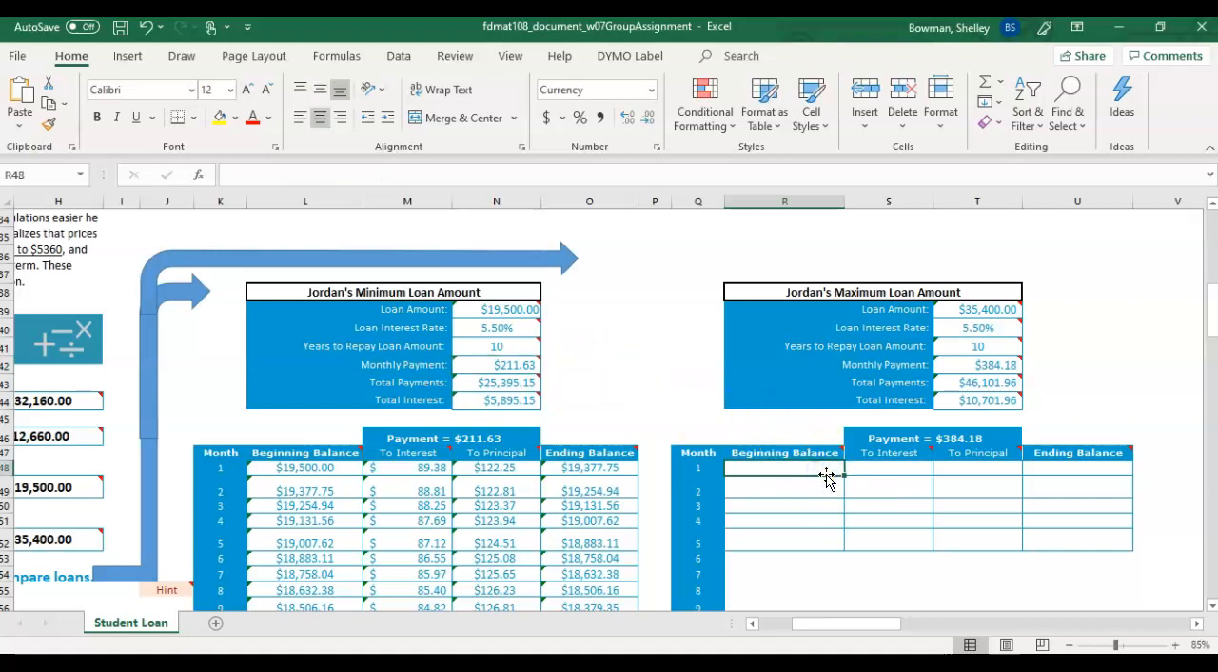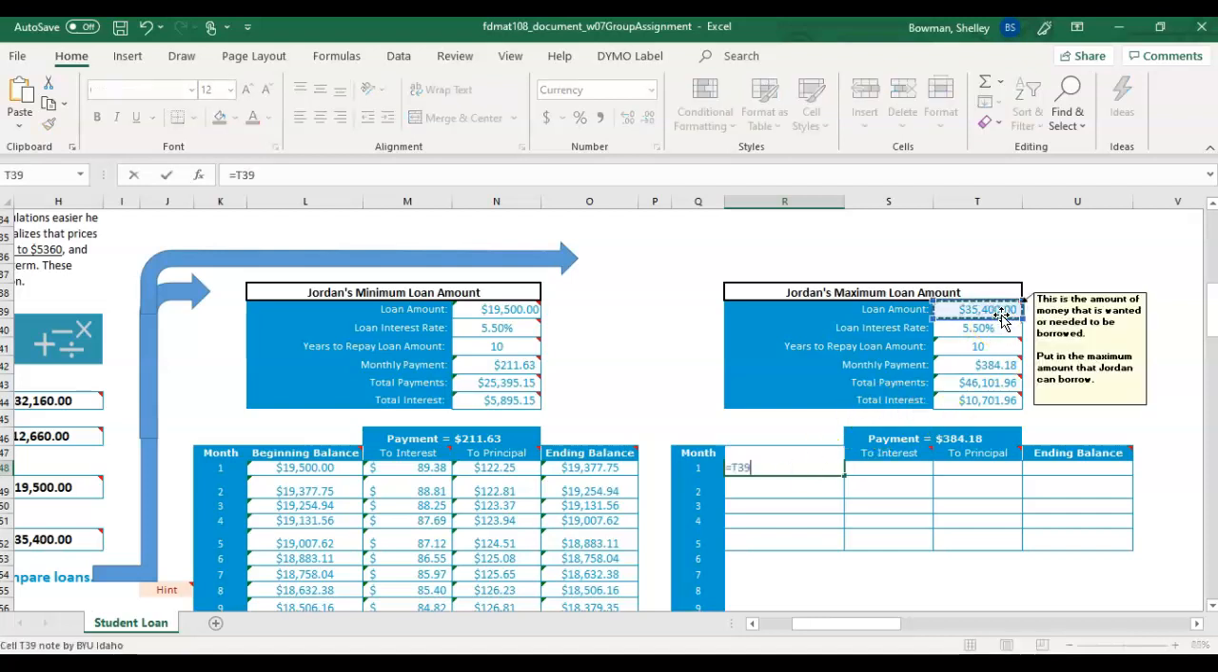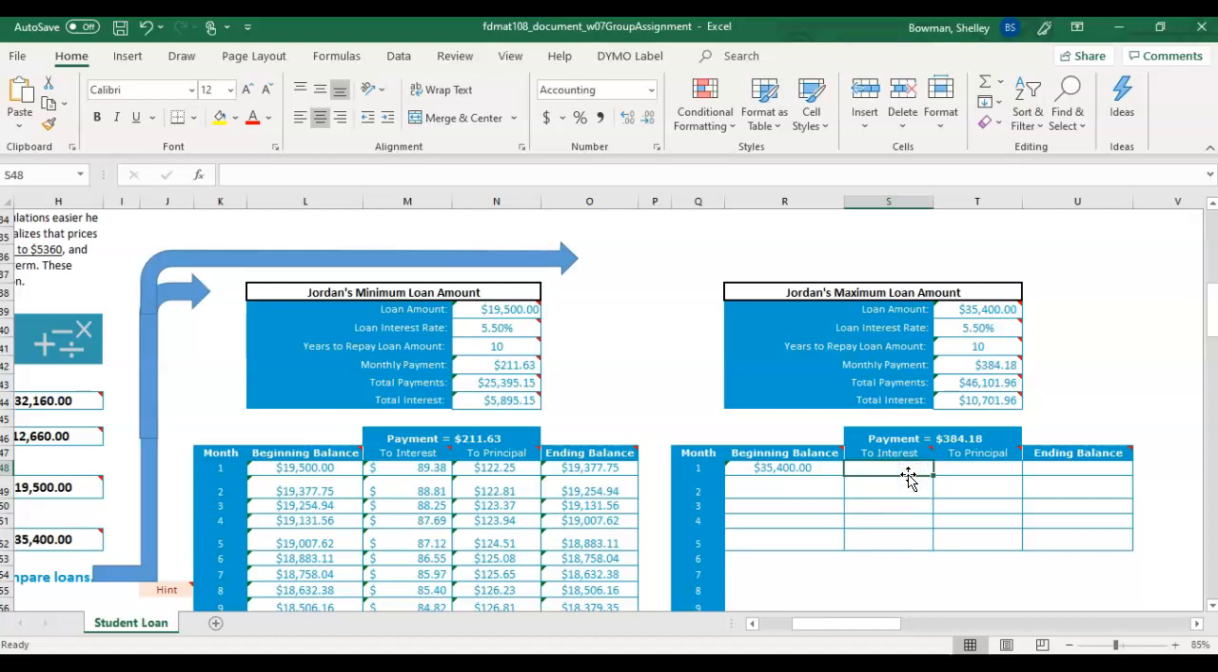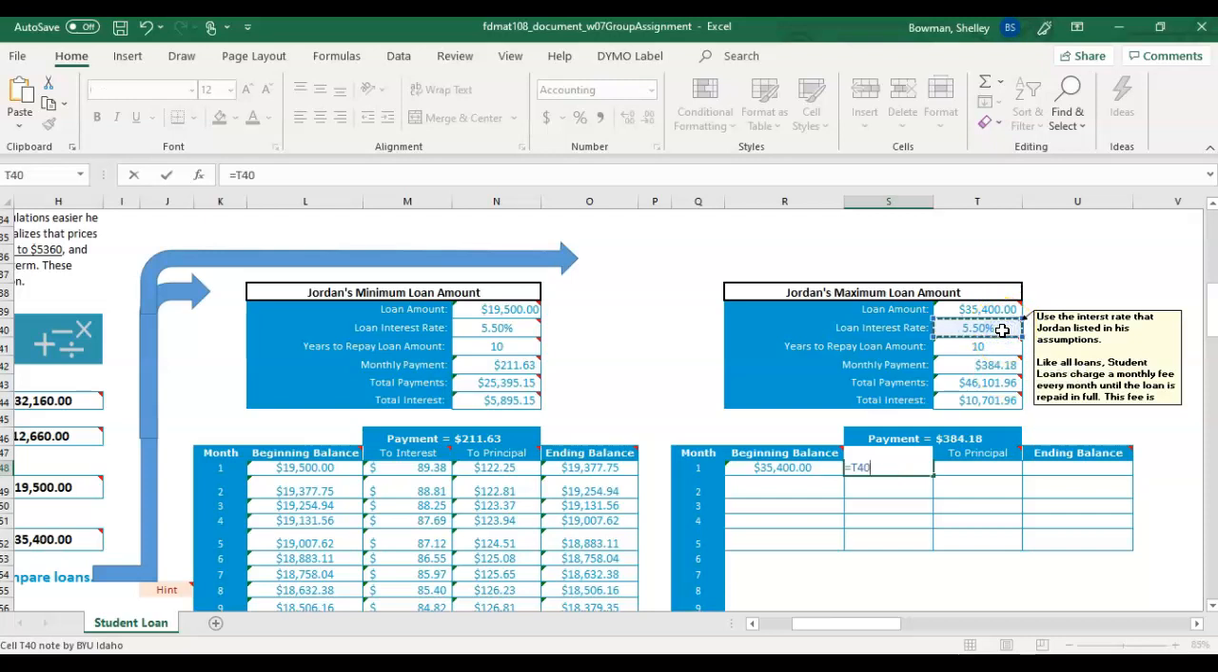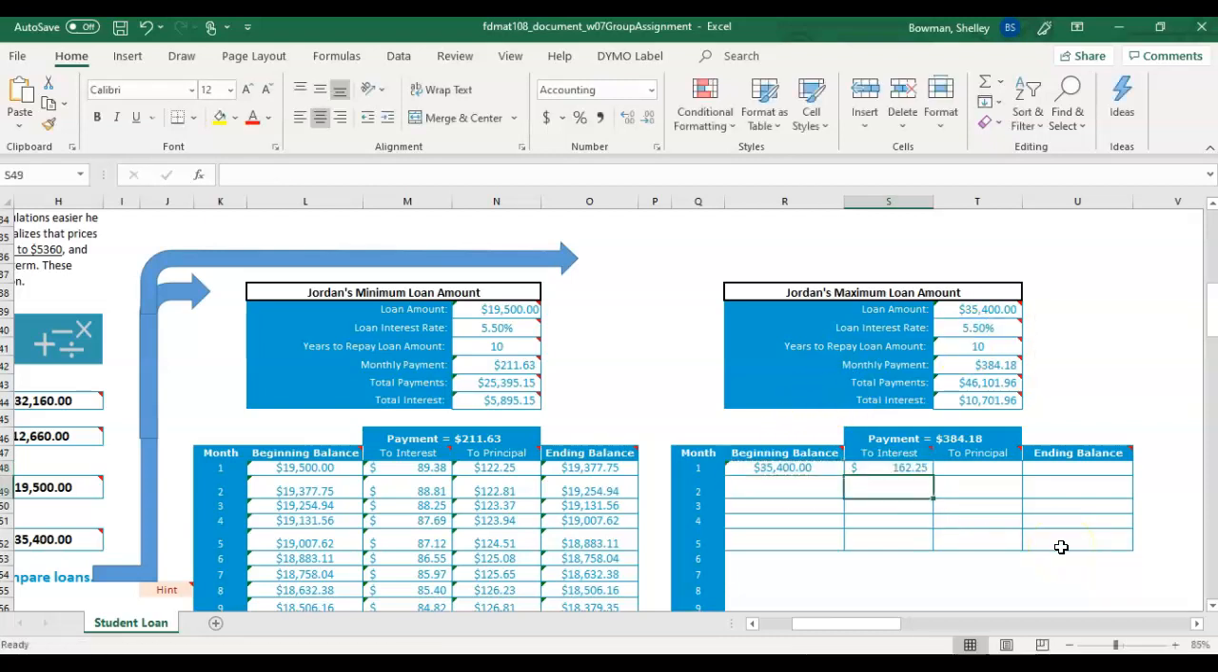Now we're going to do the exact same thing over here on the maximum amount as what we did on the other one. So we're going to cell reference this. It does not need to be an absolute cell reference because we won't be clicking and dragging this month right here in month 1. The interest will be, again, as we did over here, cell referencing our 5.5% and making sure that it's an absolute cell reference. And then divide this by 12 because we're making monthly payments, and that will be from the beginning balance. That tells us how much money is going towards interest.